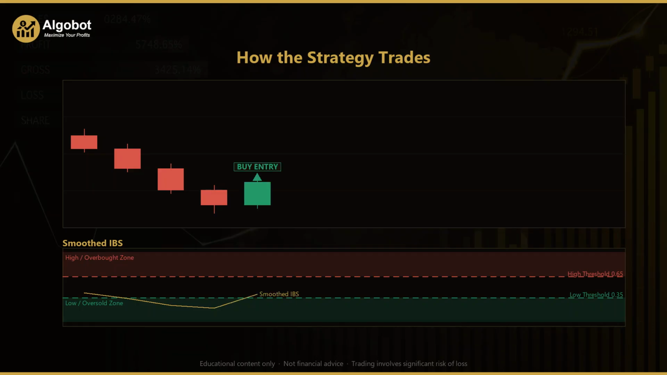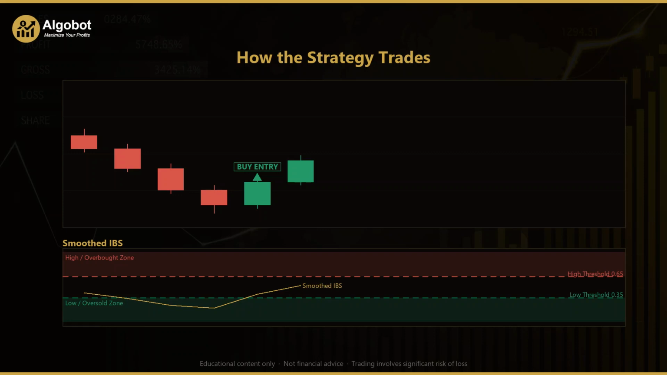By the third and fourth candles, it has slipped down into the green oversold zone, below the lower threshold. At this stage, the strategy does nothing. It is simply noting that short-term selling pressure has stretched, and it waits. Then the character of the tape changes. A candle forms that closes strongly, up near the top of its range, reversing the pattern of weak closes.